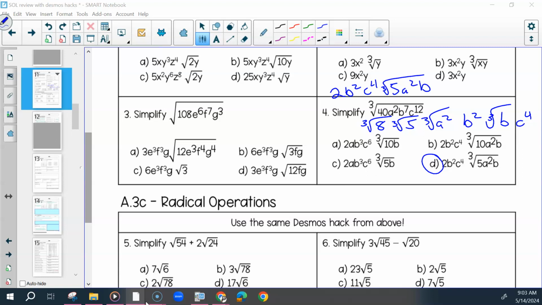What other questions do we have? Say that one more time. What's the letter number? This one page. A3C, and you said number 5.